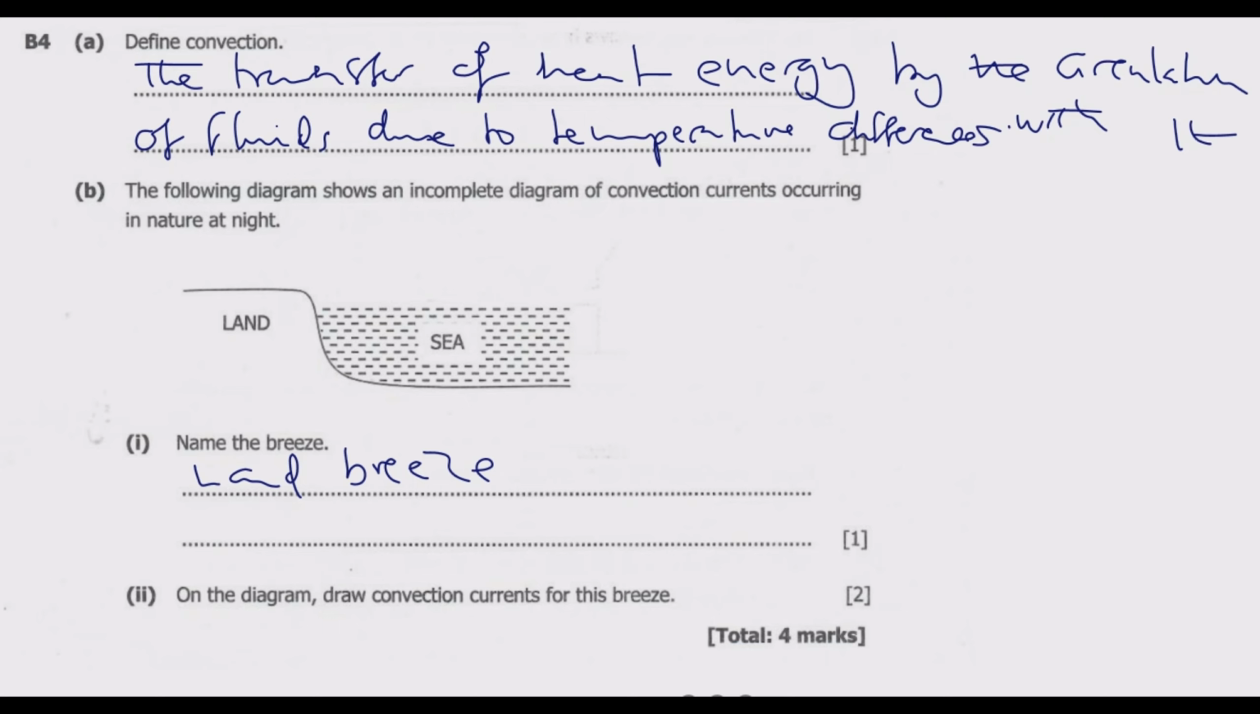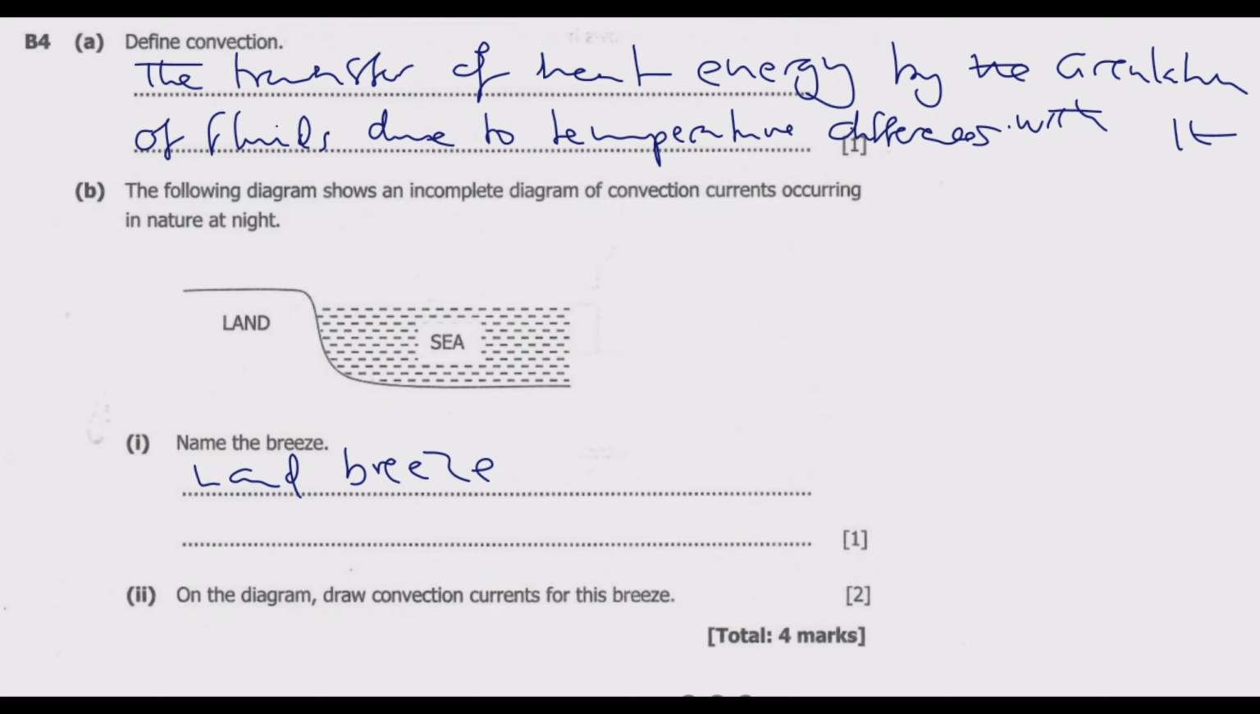Then the opposite is basically the sea breeze, which happens during the day. At this point, hot air above the land rises and is replaced by cooler sea air during the day. So this is what you need to know. Then Roman numeral 2 of B: on the diagram, draw convection currents for this breeze.